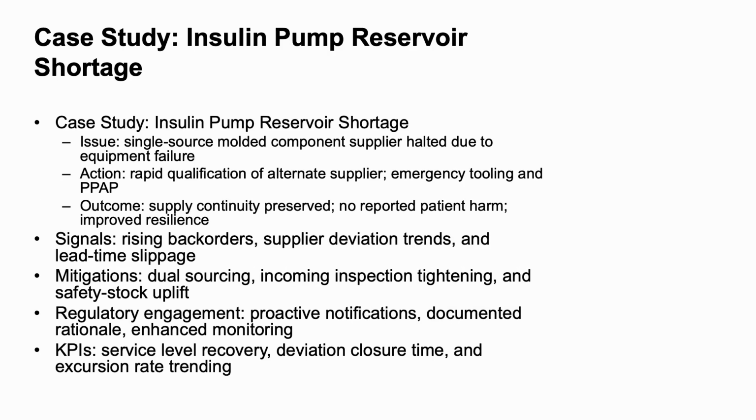This case examines a shortage risk affecting a disposable reservoir used in insulin pumps. The manufacturer relied on a single-source supplier for a precision-molded component with tight tolerances and biocompatibility requirements. A sudden equipment failure at the supplier's facility halted production and compromised capacity for several weeks. Early signals included rising back orders and slippage in promised lead times, accompanied by a cluster of supplier deviations related to tool wear and dimensional drift. A risk review escalated the issue to executive governance and triggered the business continuity plan.